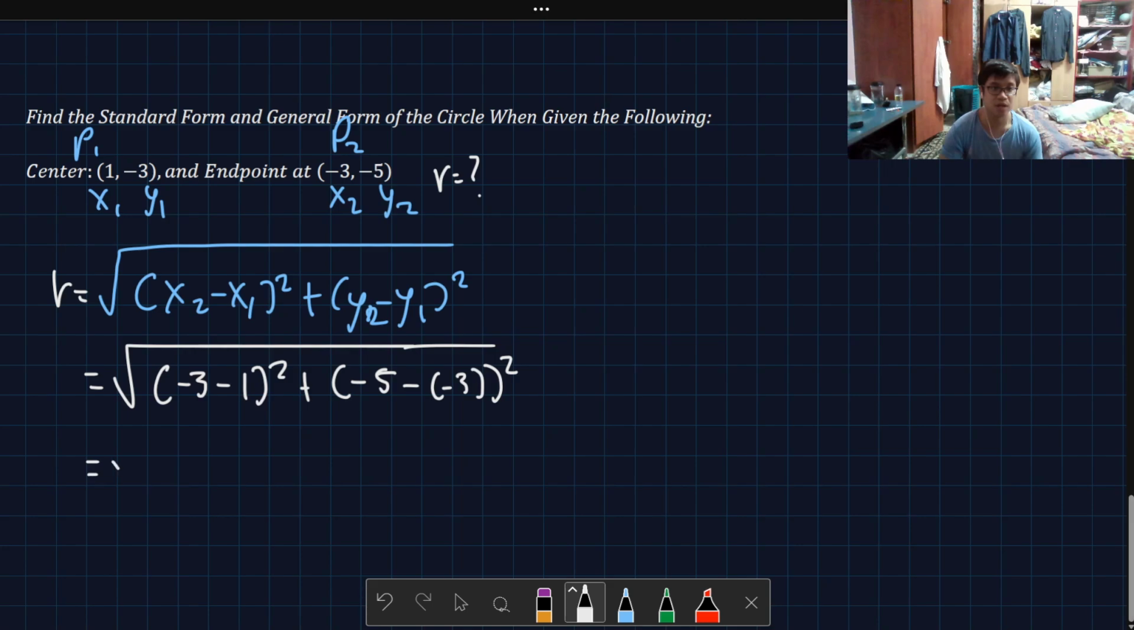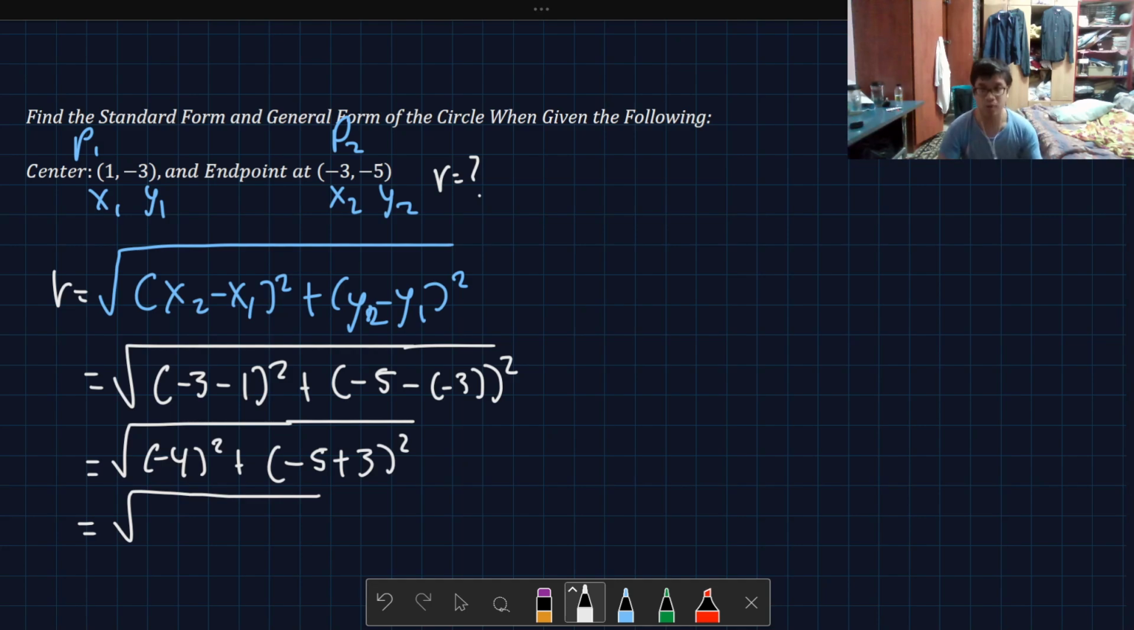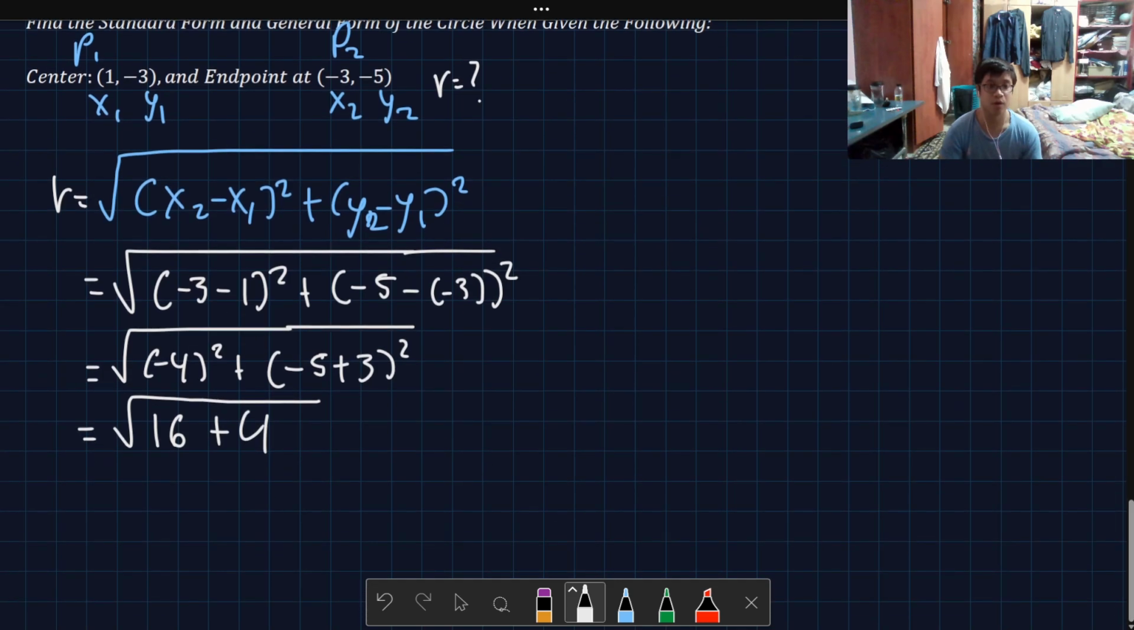So here, negative 3 minus 1 is negative 4, squared. Plus here, we have minus negative, so that means we will have plus 3 instead. So negative 5 plus 3, squared. Now we can combine them. Negative 4 squared will basically give you 16. Plus here we have negative 5 plus 3, which is negative 2. Negative 2 squared is simply 4. All right. So here you will have the square root of 16 plus 4, which is 20.